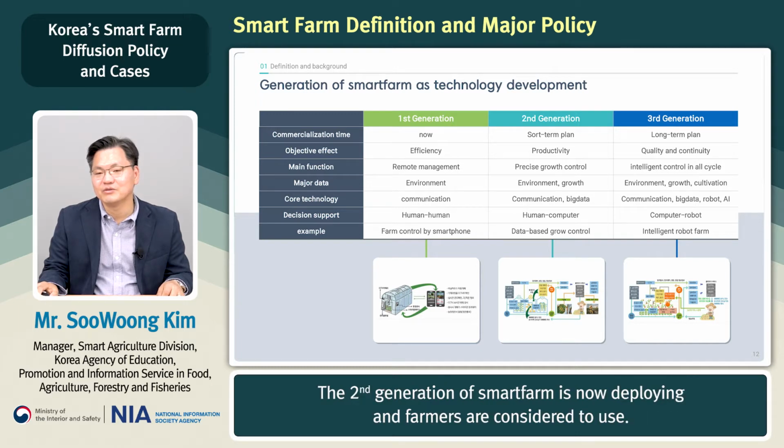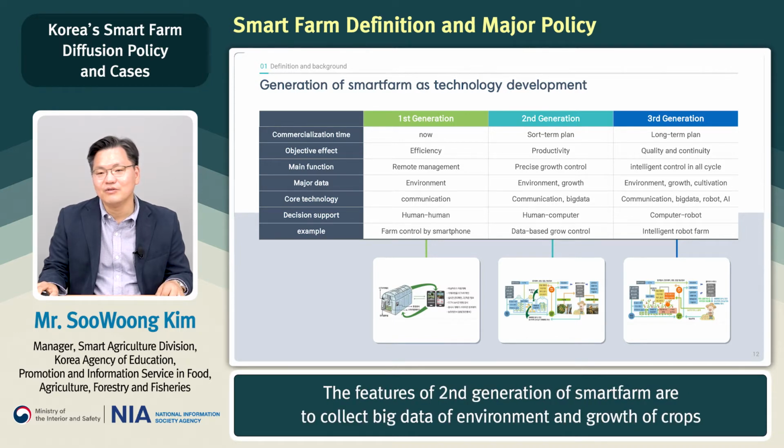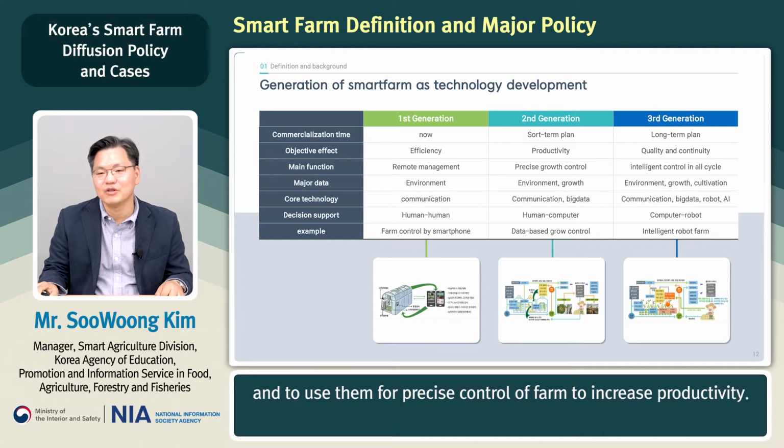The second generation of smart farm is now being deployed, and farmers are considering using it. The feature of the second generation of smart farm is to collect big data of environment and growth of crops, and to use them for precise control of the farm to increase productivity.